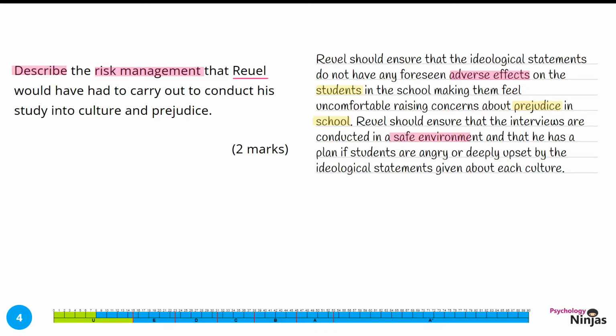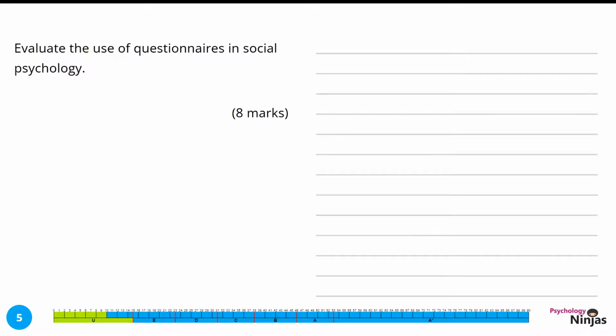By having a safe environment and a plan if things go wrong, we're demonstrating that we would manage the risks involved in this study. And finally, by identifying that the students might get upset by the ideological statements about a culture, we're demonstrating once again our understanding of the aim of this particular piece of research.